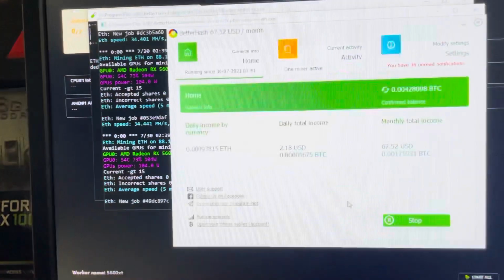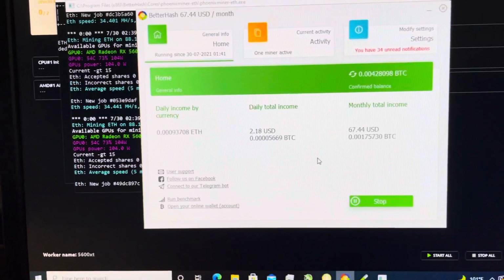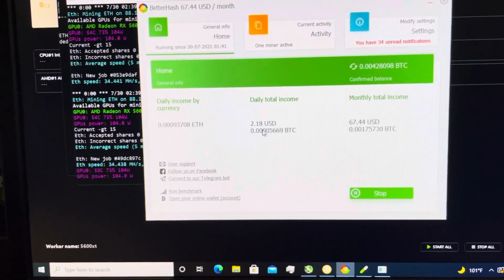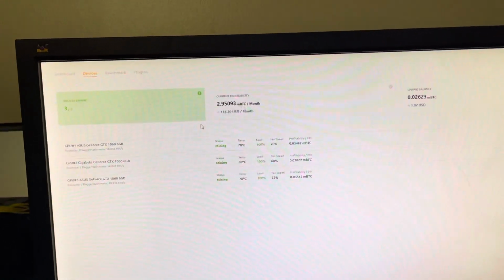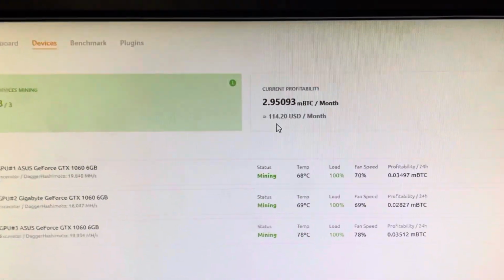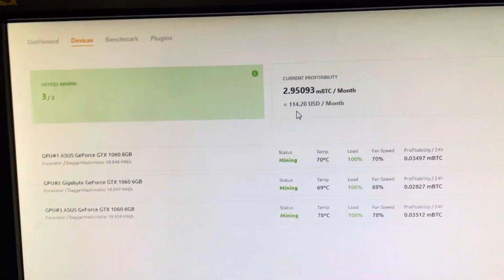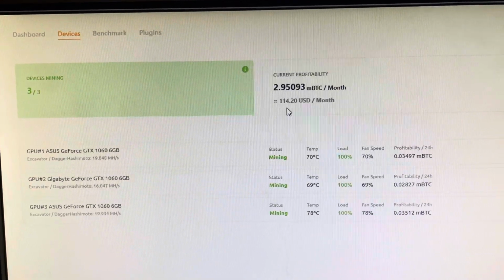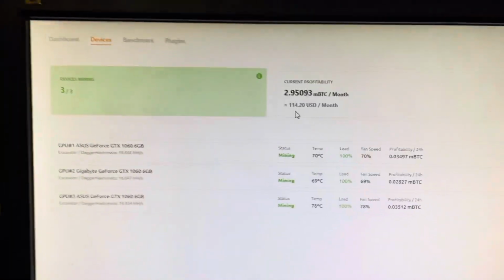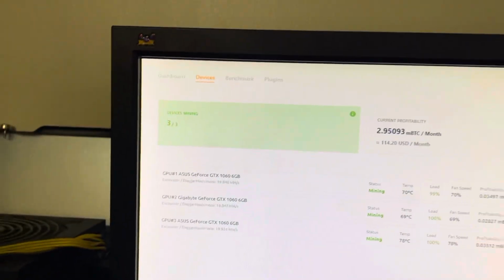Over here, Nicehash is currently more profitable than Betterhash by 12 cents, so I'm going to keep everything on Nicehash. And over here, it was $112 on Betterhash and $114 on Nicehash. So I'm actually going to mine straight Bitcoin for a second.